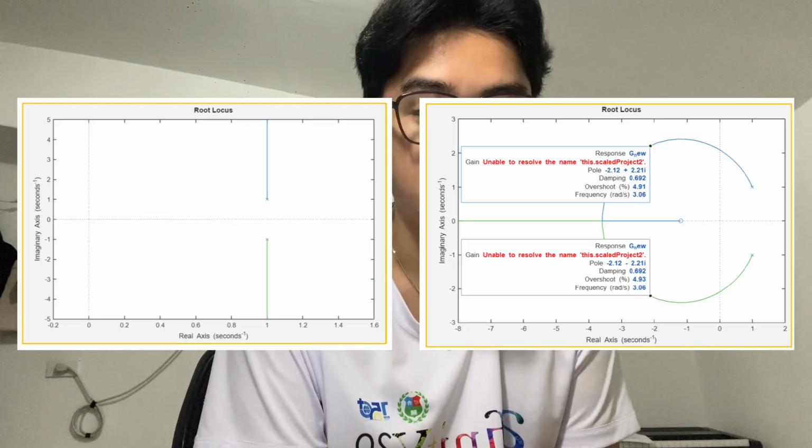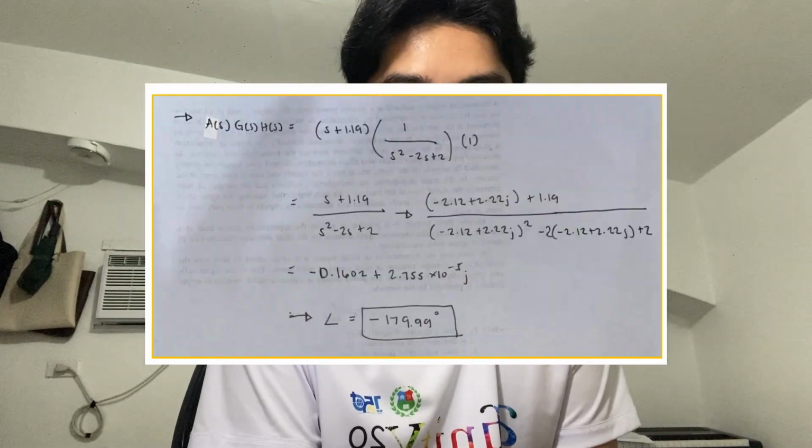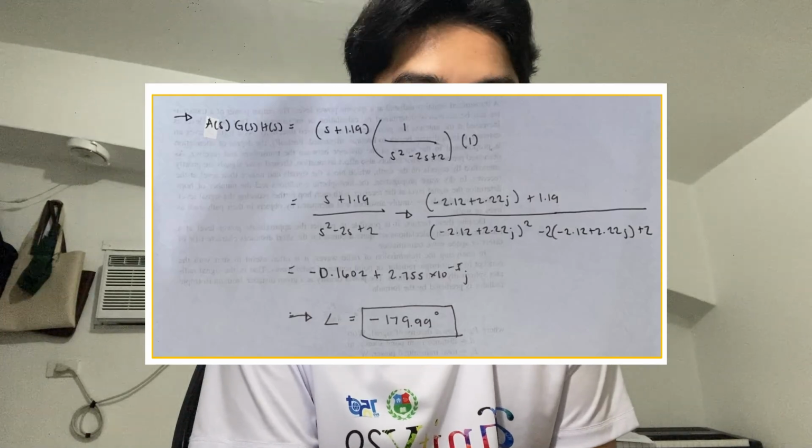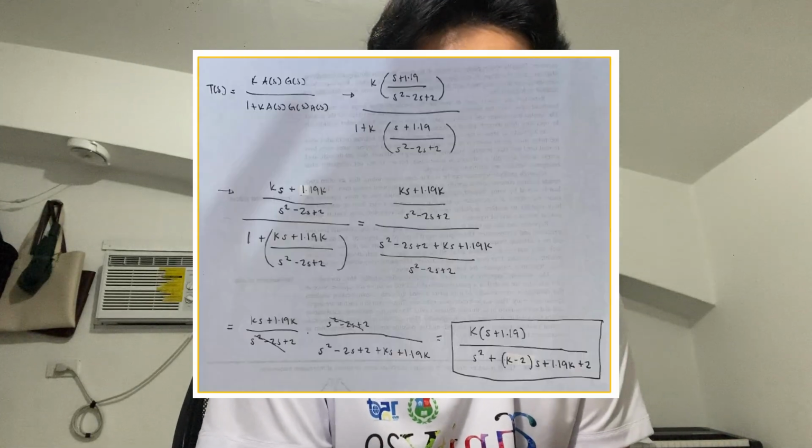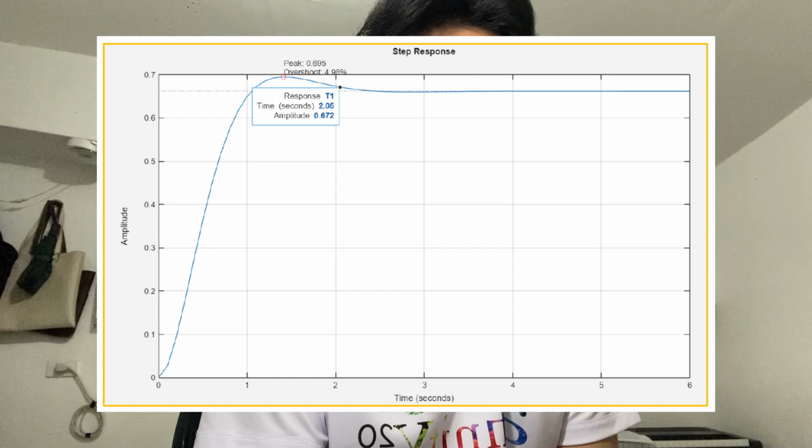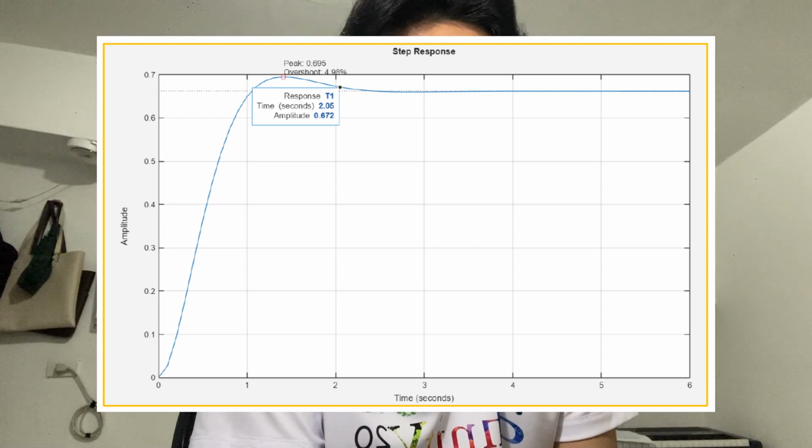We then sketched the pole zero plots, and we also solved for parameters like the angle criterion, which would be negative 180 degrees. We also solved for our gain, which would be our K, and we also solved for the transfer function. Furthermore, we then took the step response and determined parameters like the settling time and the overshoot.